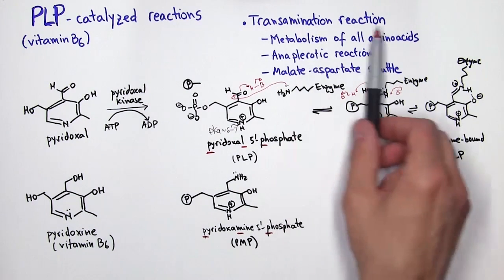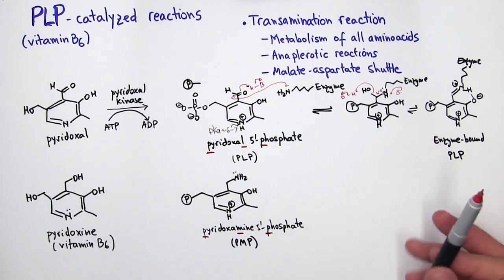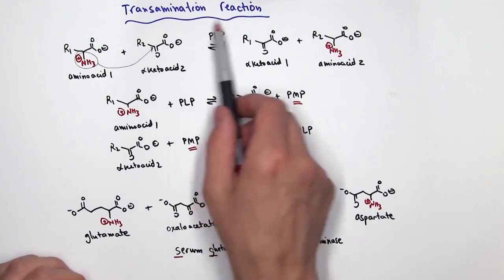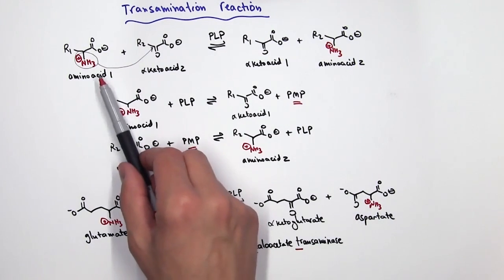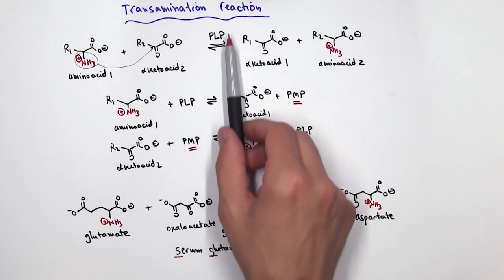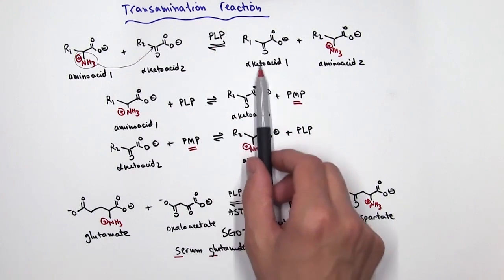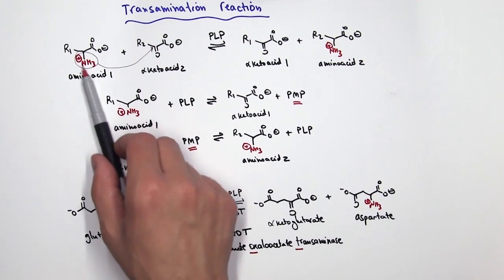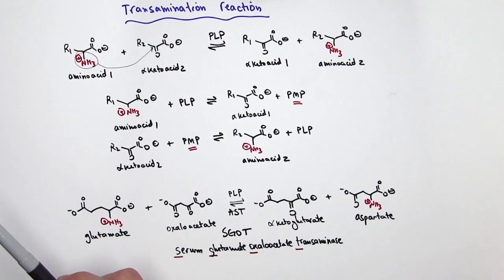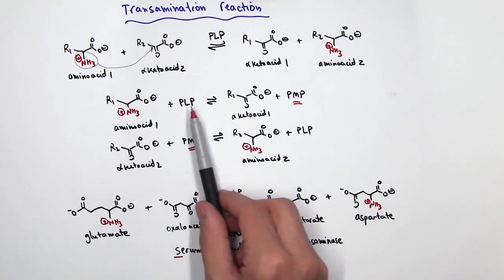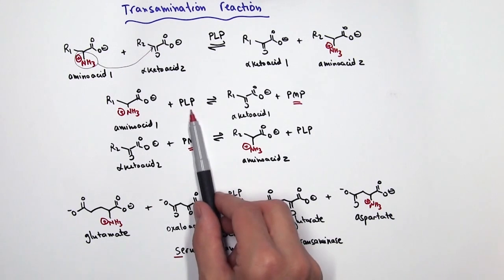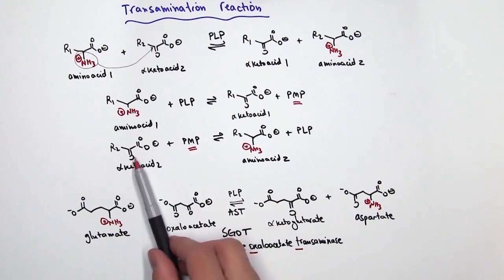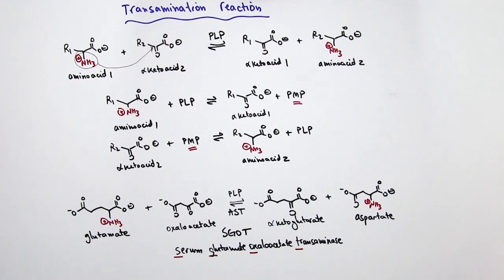PLP is very important for transamination reactions, which are essential for the metabolism of all amino acids. We have seen the transamination reaction where an amino acid 1 reacts with alpha keto acid 2 and via a PLP catalyzed reaction forms an alpha keto acid 1 and amino acid 2, essentially transferring the amino group from the amino acid to the alpha keto acid. The reaction occurs in 2 steps, where first the amino group is transferred to PLP to form PMP, then PMP transfers the amino group back to an alpha keto acid to generate a new amino acid.